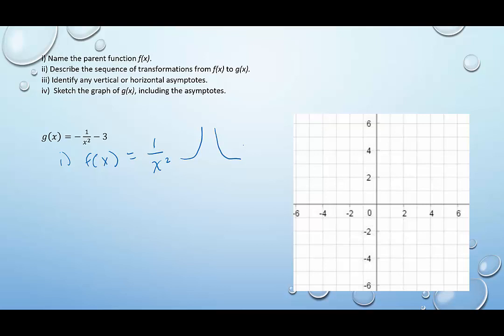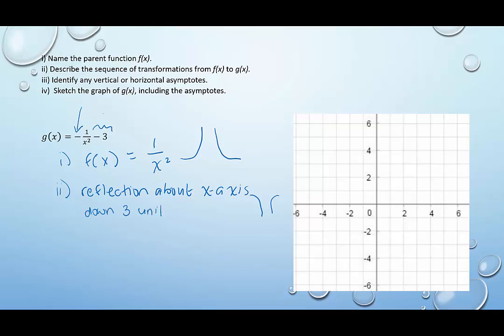How is this graph of g going to be different than f? Well, one thing I see is this negative. So we know there's going to be a reflection about the x-axis. That just tells us that the graph is going to be opening down this time. It's going to look like this and this. And then what else? Oh, here. This means that the whole graph is going to be shifted down 3 units.